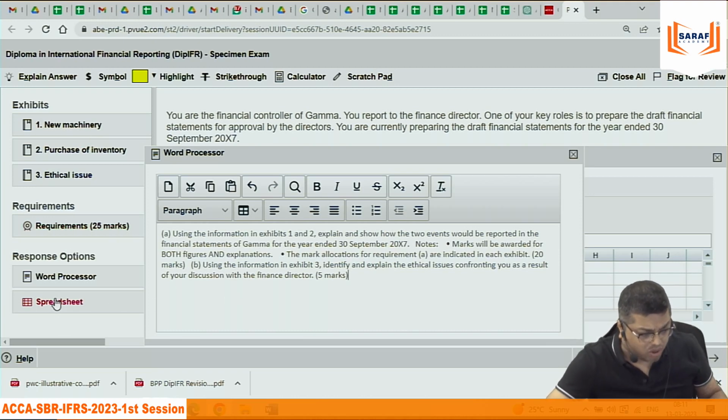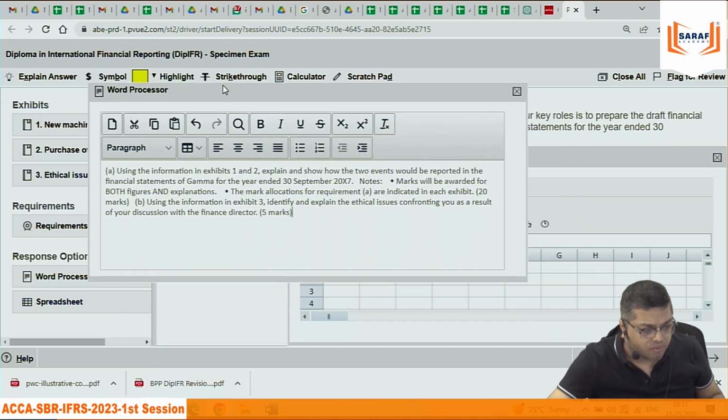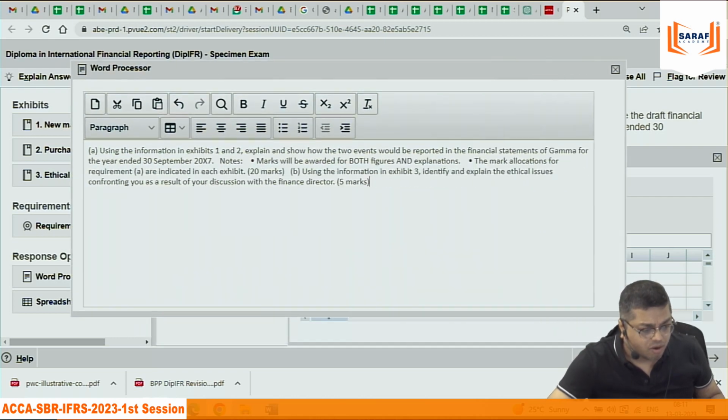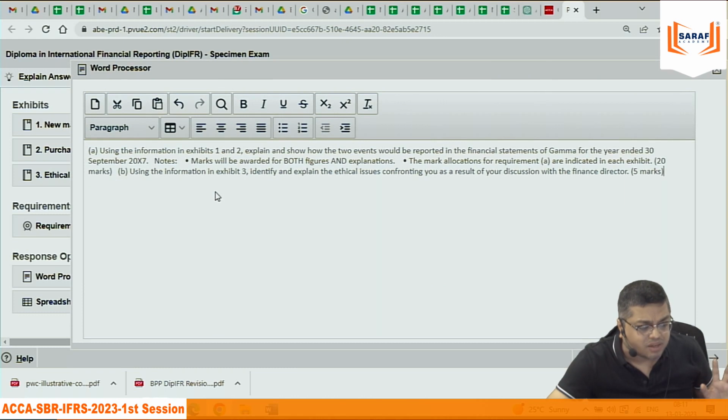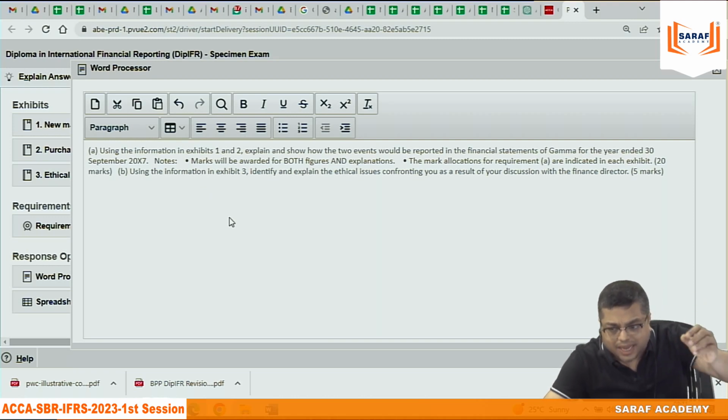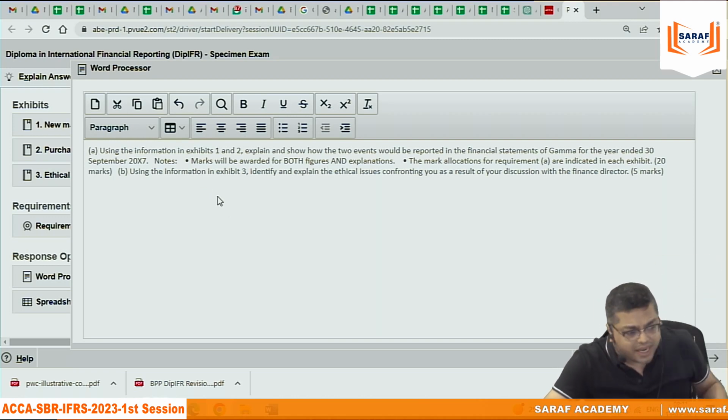Since this is theory also, there is a word processor also. So when the question involves theory, a Word file will open. All the Word features are not there. The basic Word features are there. And there is no way by which you can change the font size. You can't change the font size in the exam. Because here in Word you can see that there is a drop down arrow: 11, 12, 13, 14, 15, 20 font size. But in the exam this is the font size.